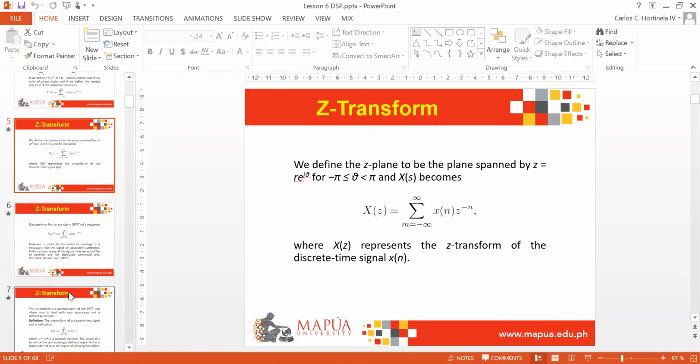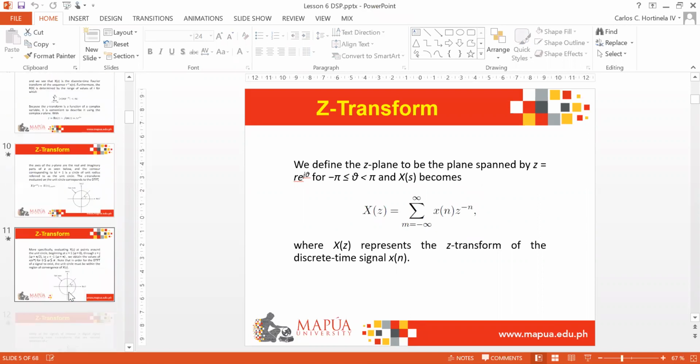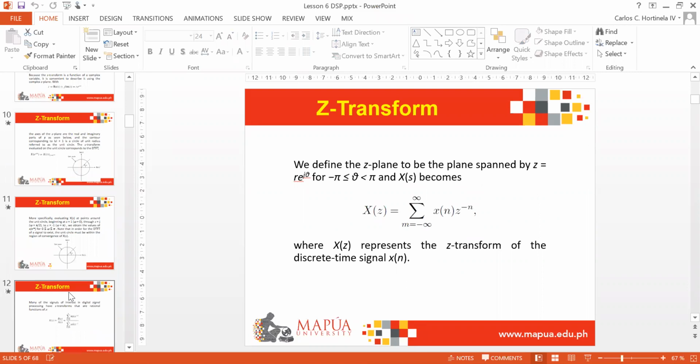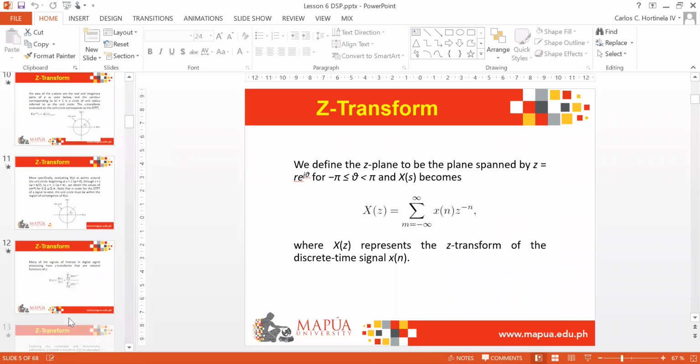Okay? And last time, I showed you that the important parameters of your Z transform are the poles and zeros. The poles are the values of z that make the function infinite, whereas the zeros are the values of z that make your function value 0. Then you plot them on your z-plane with reference to your unit circle. Basically like that.